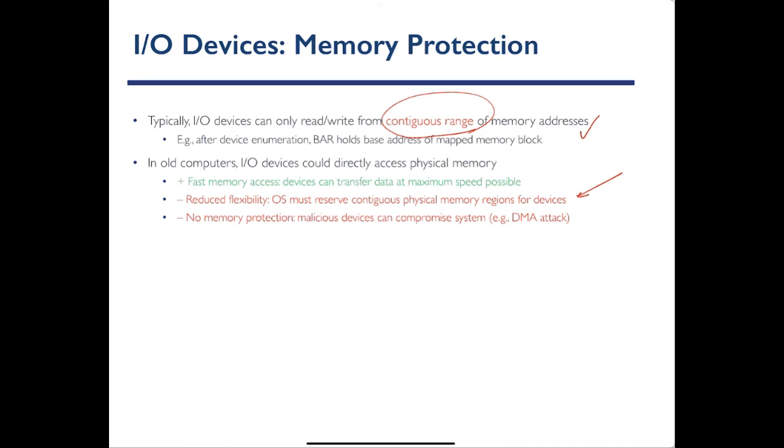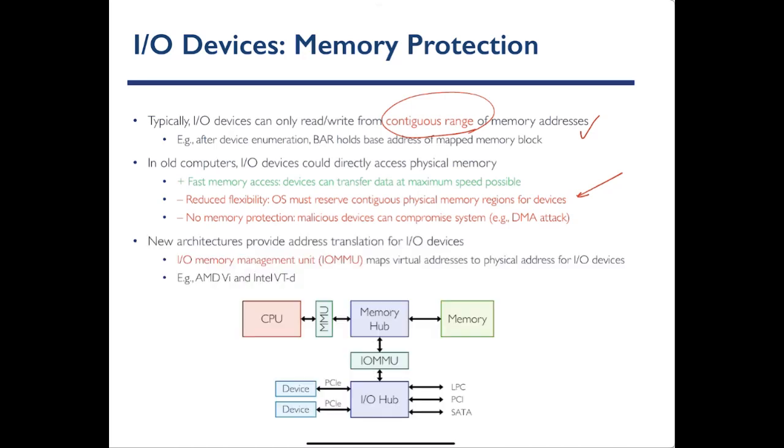Now, to address both of these, in new architectures, we do the same thing we did with the CPU, which is we make devices use virtual addresses, and then we translate virtual addresses to physical addresses. The downside of this is performance, obviously, because very similar to what we did with the CPU, now we have to translate addresses when the device wants to go to memory. The upside, however, is that both of the problems that we had above are addressed.